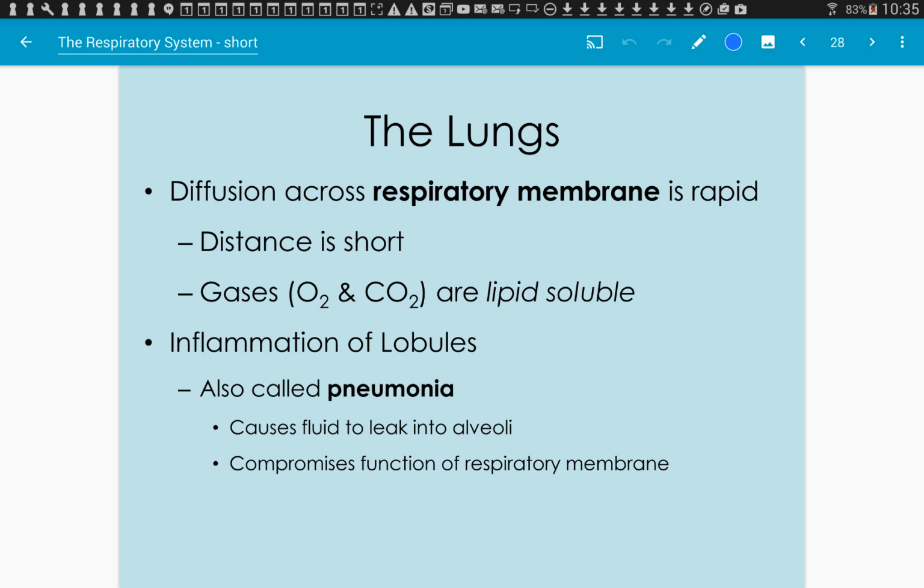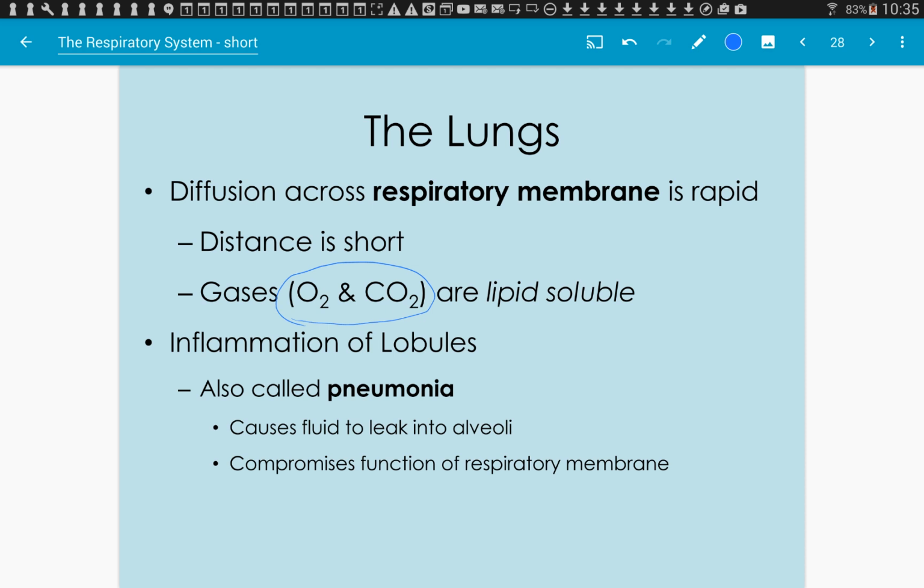Okay? So the diffusion of those gases is short because the wall of those alveoli is one cell thick. It's a simple squamous epithelium. So it's a very small distance to diffuse across. And what's super helpful is that these gases are lipid soluble, so they can diffuse. They don't need a protein channel. They just pass right on through that phospholipid bilayer of the cell.